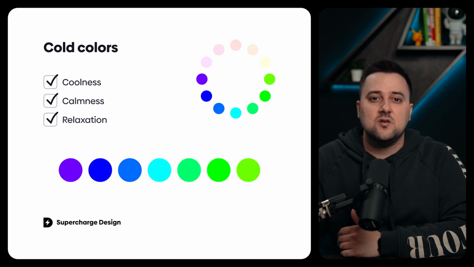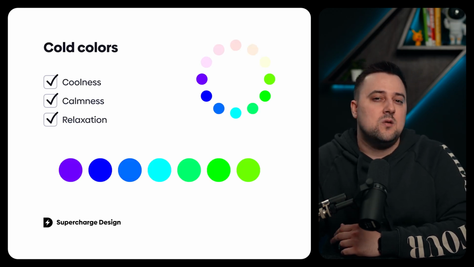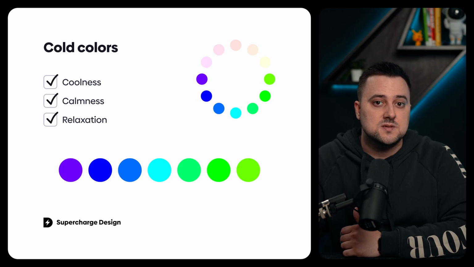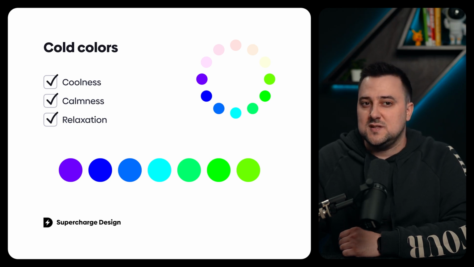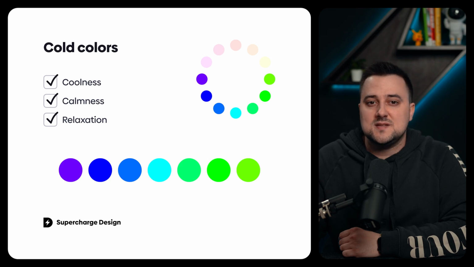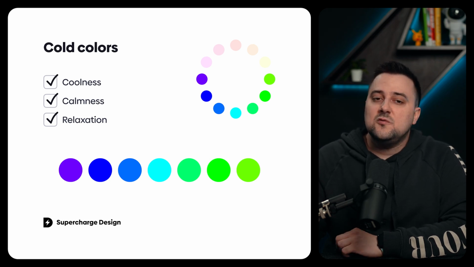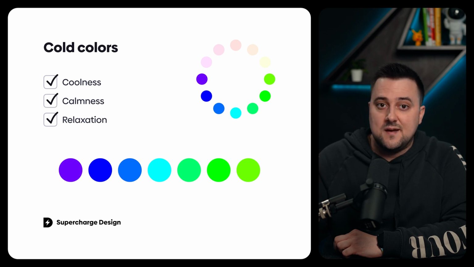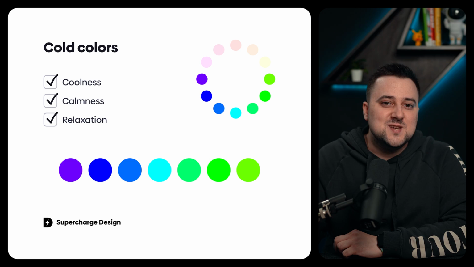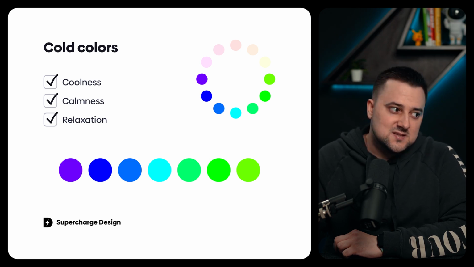Cold colors are colors that are associated with coolness, calmness, and relaxation. These colors include the shades, tints, and tones of blues, greens, and purples, which are all colors that are associated with water and nature. In UI design, cold colors can be used to create a sense of calmness and serenity. For example, using cool colors in a website design for a meditation app can create a sense of relaxation and tranquility. Similarly, using cool colors for a call to action button for a financial app creates a sense of trust and security.